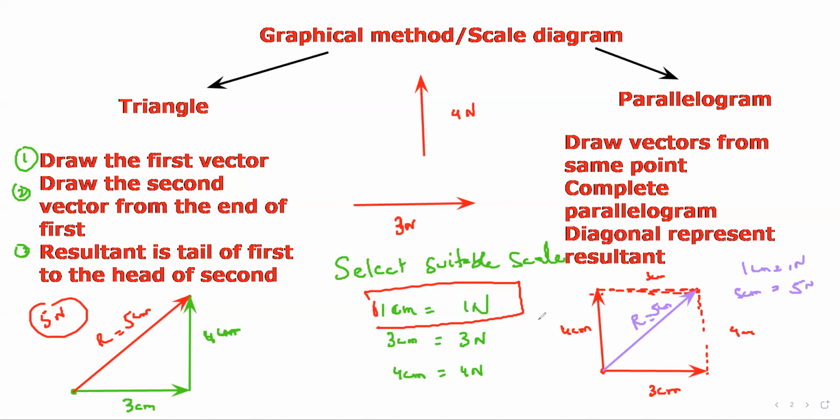So a small difference is there. In a triangle method, we draw the first vector, then from the first vector, we draw the second vector, and we join the tail of the first to the head of the last. That gives the resultant. But in a parallelogram method, we draw both vectors from the same point and complete the parallelogram. The diagonal of this parallelogram represents the resultant.